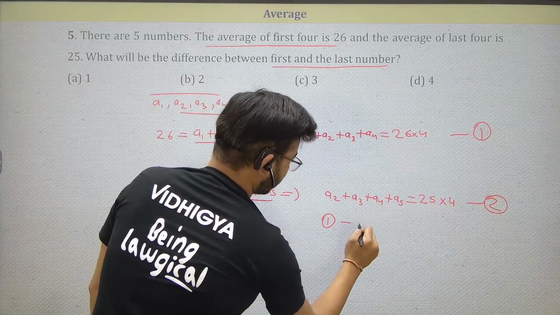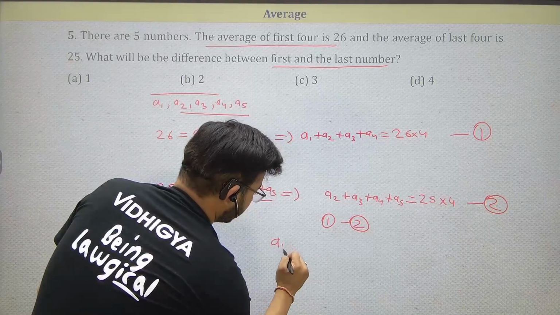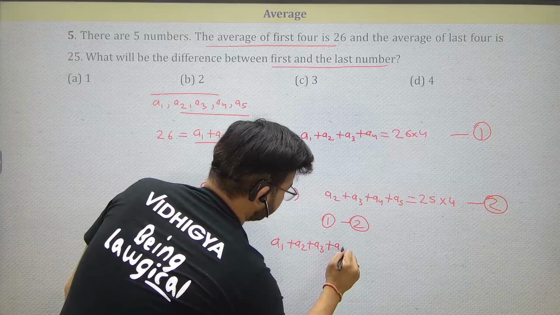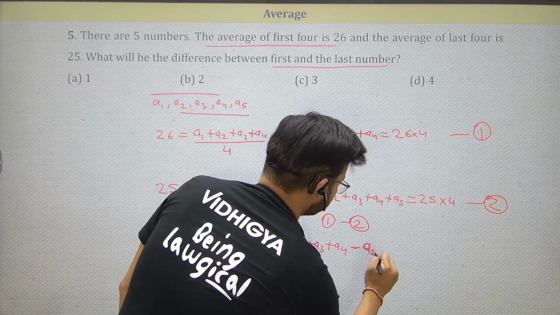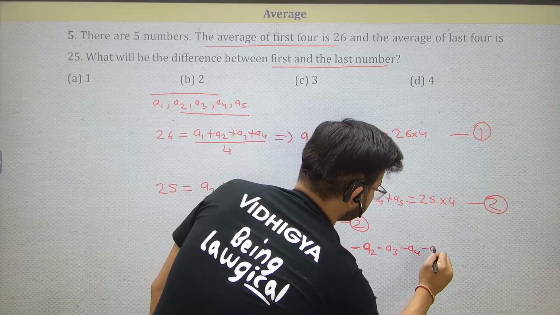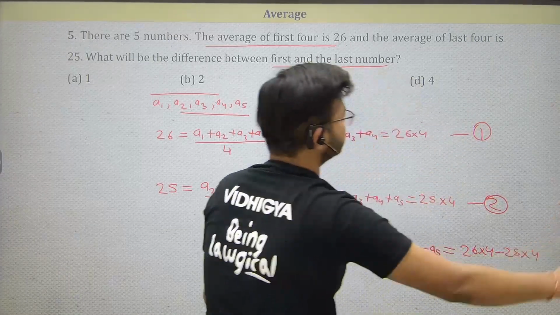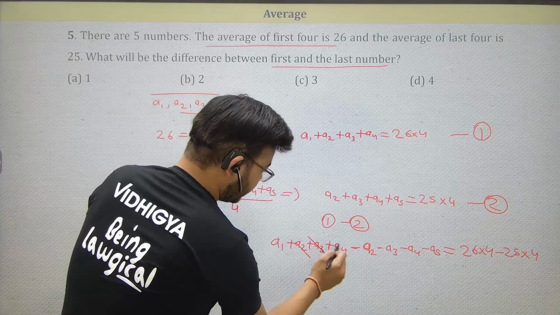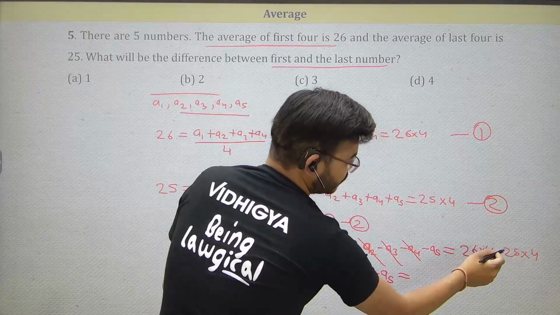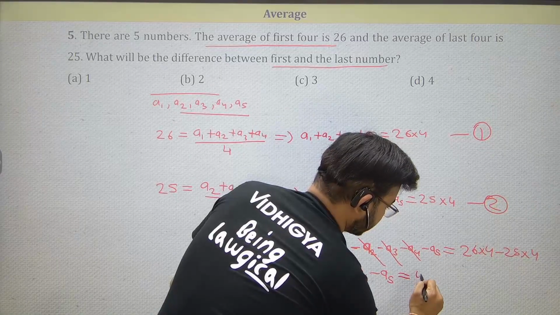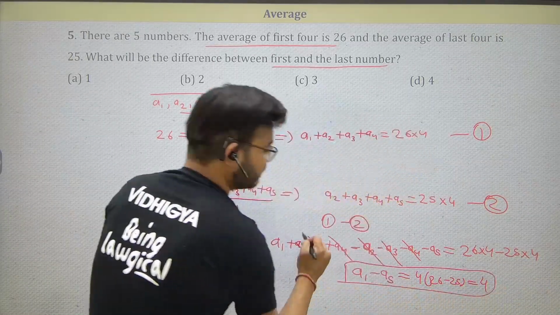So subtracting 1 and 2, we get 1 minus 2. Okay, let me write it down. So A1 plus A2 plus A3 plus A4 minus A2 plus A3 plus A4 and A5. So it will be minus A2 minus A3 minus A4 minus A5. It will be equal to 26 into 4 minus 25 into 4. Okay. So A2, A3, A4, they will get cancelled out. And we are left with first term and the last term. The difference between them will be 26 into 4 minus 25 into 4. So we can take 4 common. So this will become 4 into 26 minus 25. So that will be equal to 4. As difference between first term and last term will be equal to 4.